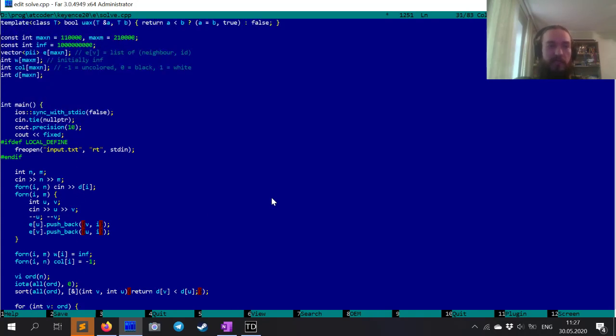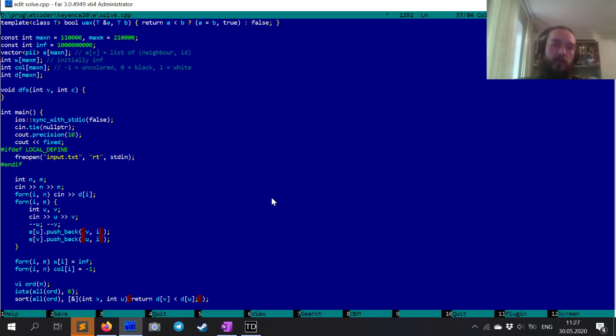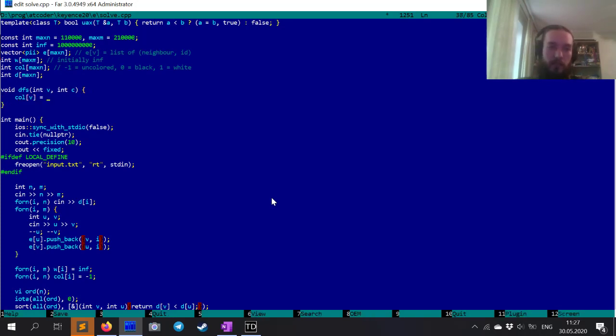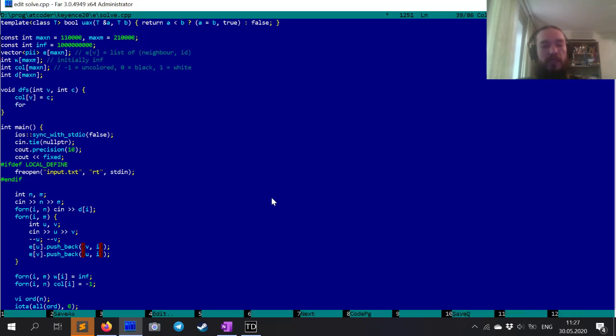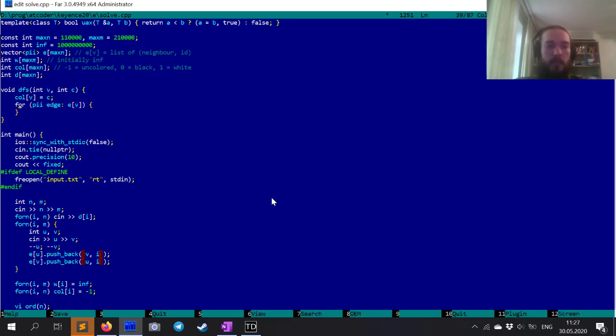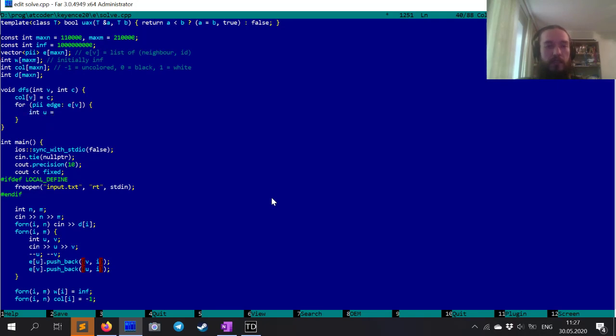So let's write this DFS now. Okay, so we start DFS from V, and C is the color that we put towards this vertex. Right, so what the DFS does. So it considers this edge to a neighbor.